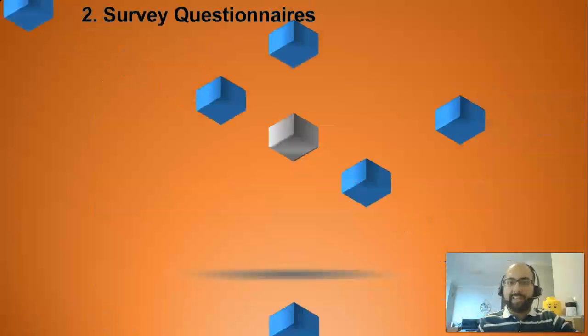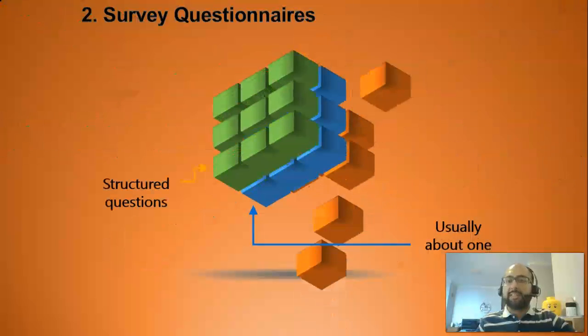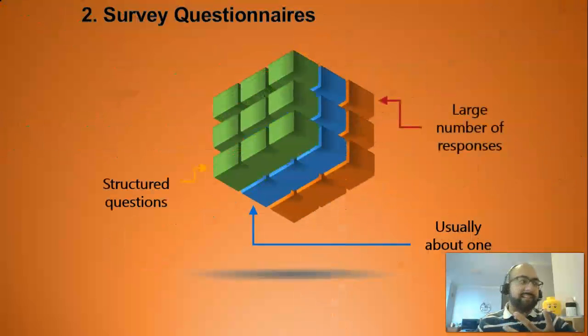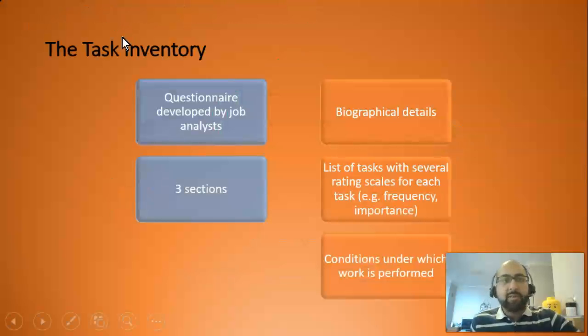Then we have survey questionnaires. Now with survey questionnaires, we basically give employees a survey like the position assessment questionnaire that has a list of structured questions. I believe the PAQ has 189 questions that the employee is asked and gets a large number of responses. So here you can ask, say, all 250 nurses in the hospital about their jobs and get a lot of information relatively quickly. So these use task inventories that are developed by job analysts, like the position assessment questionnaire.